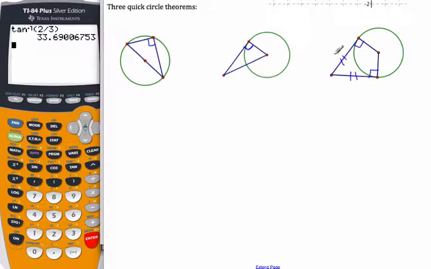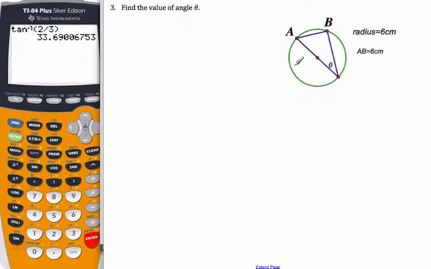Three quick facts about circles. Let's see if we can actually use them now. So in this problem, I want to find theta, this angle here. Well, B is on the circle. This is a diameter. So I know for a fact I have a right triangle. So trigonometry works here, as does the Pythagorean theorem. The radius is 6, so this is 6 here. What's the whole diameter going to be then? It should be double that, so 12. Right, that's 12. And AB, we're told, is 6.